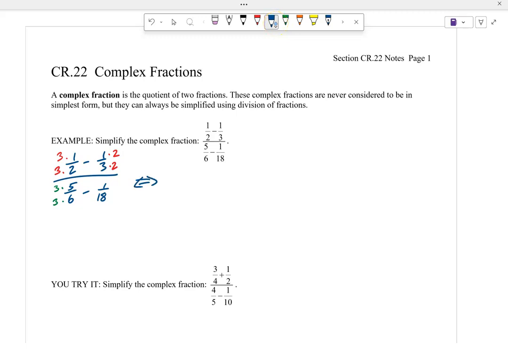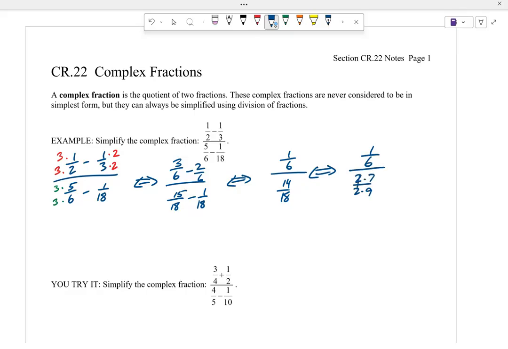So this will end up being 3/6 minus 2/6, and 15/18 minus 1/18. So this will end up being 3/6 minus 2/6, 1/6. 15 minus 1, 14 all over 18. Ideally, both of those go into 2. So I've got 1/6 all over 7/9.